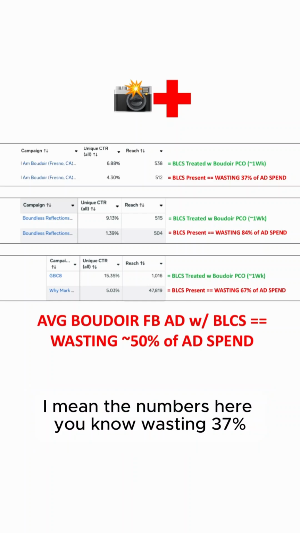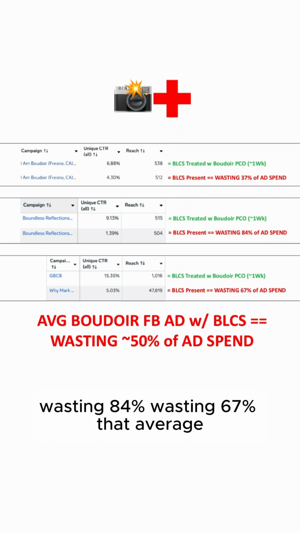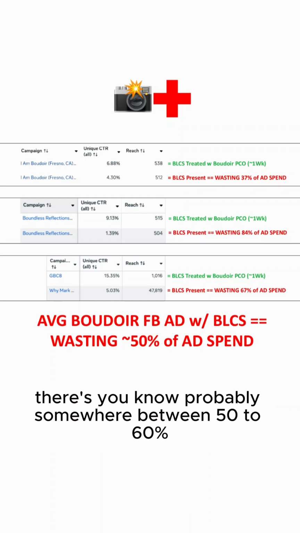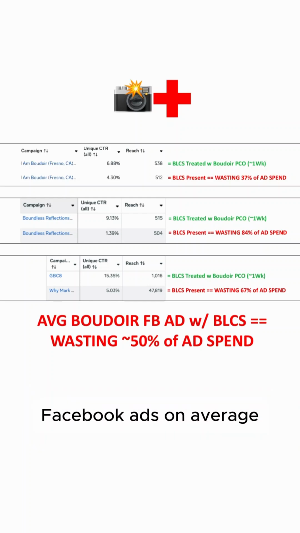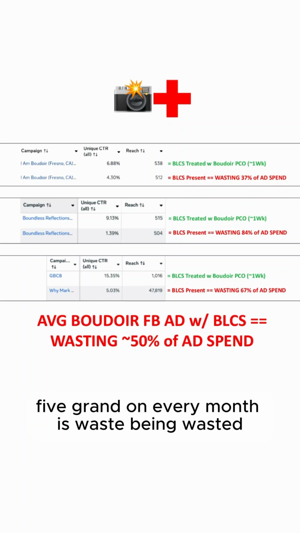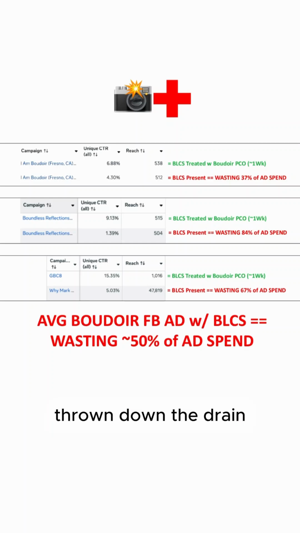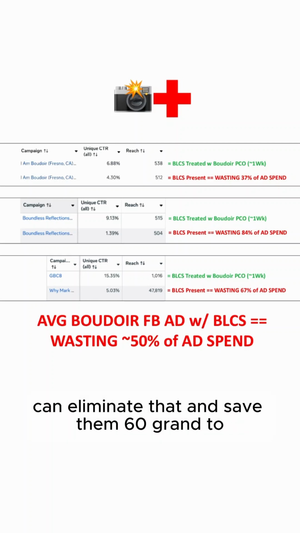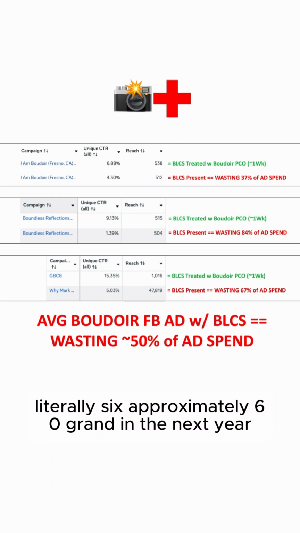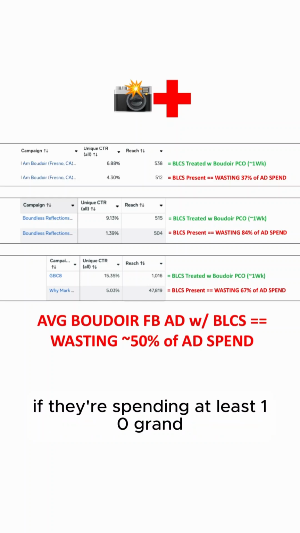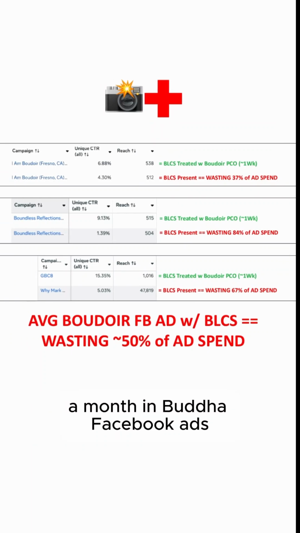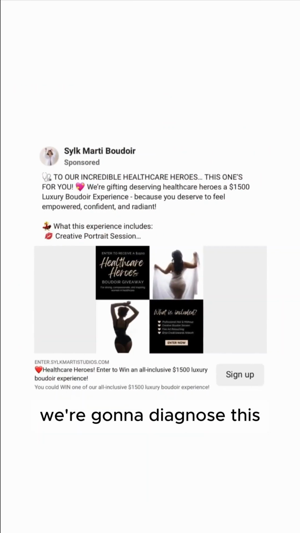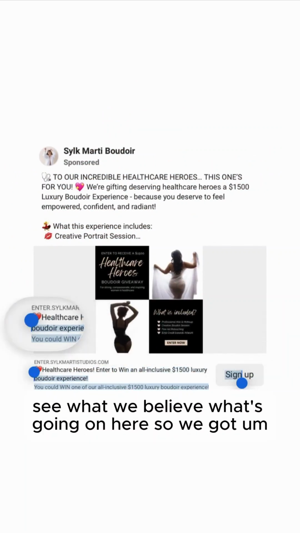The numbers here: wasting 37%, wasting 84%, wasting 67%. That average is probably somewhere between 50 to 60%. So if they're spending 10 grand a month on Boudoir Facebook ads, on average, 5 grand every month is being wasted, thrown down the drain. And we can eliminate that and save them approximately 60 grand in the next year if they're spending at least 10 grand a month on Boudoir Facebook ads. So now we're going to diagnose this and see what we believe is going on here.